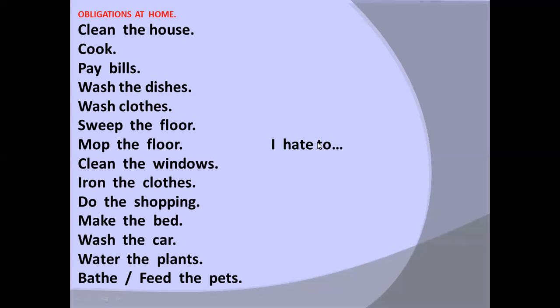Clean the house. Wash clothes. But you have to say I hate to. I hate to wash clothes. I hate clean the window. Clean the windows. The pets. Okay, you hate to bathe the pets too. Okay, thank you, Israel.